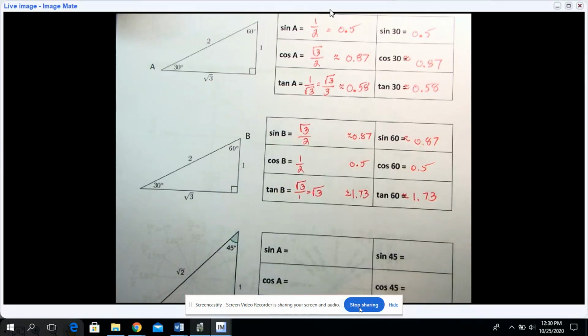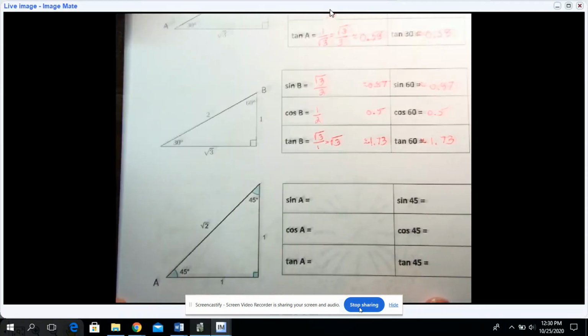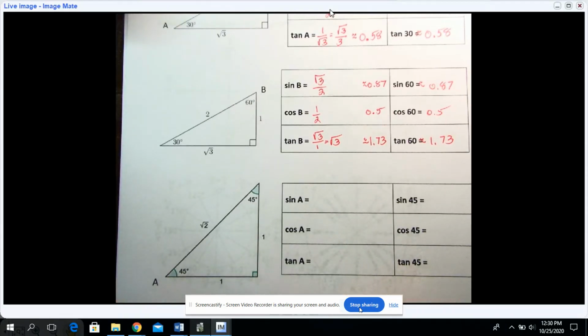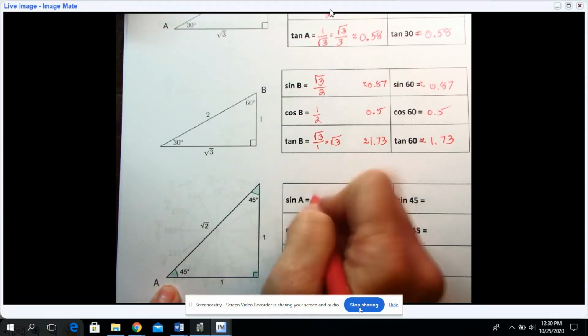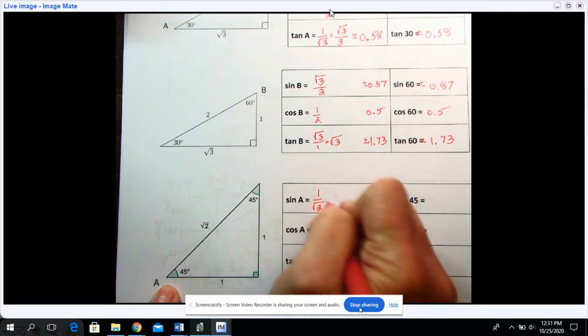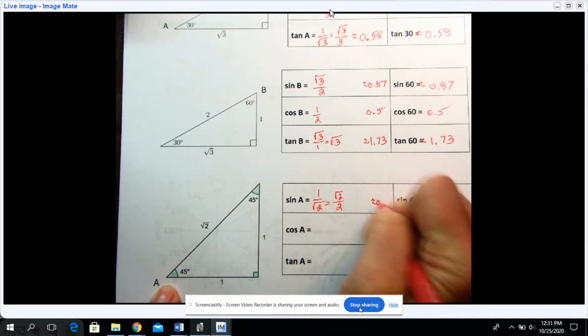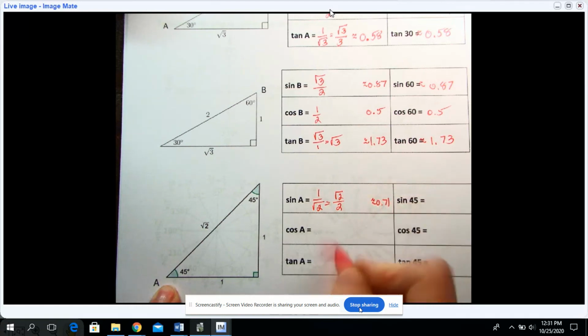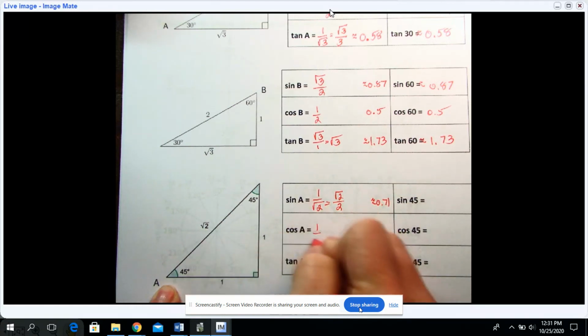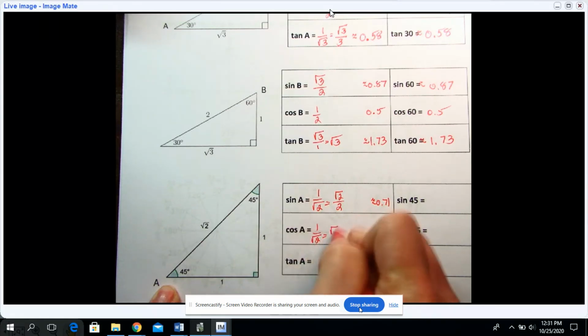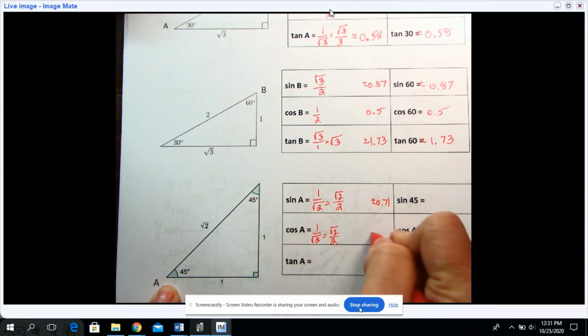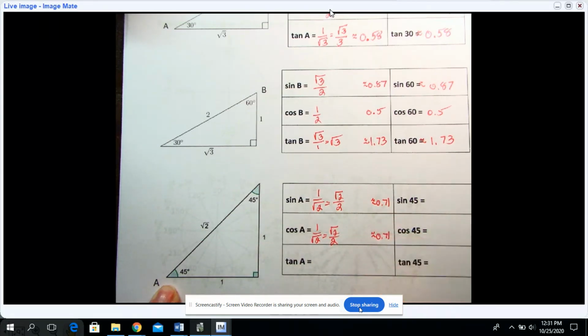All right, so 45, 45, 90. Let's look at this one. Again, the sine of angle A, the sine of 45, will be 1 over the square root of 2. 1 over square root of 2 rationalized is the square root of 2 over 2. That is approximately 0.71. The cosine is adjacent over hypotenuse, which is the same thing, and you get the square root of 2 over 2, which is approximately 0.71. And the tangent is opposite over adjacent, which is 1 over 1, which is 1.